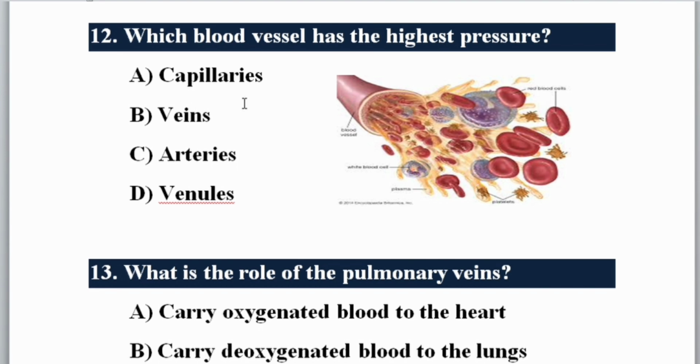Which blood vessel has the highest pressure? Alpha, capillaries? No. Beta, veins? No. Charlie, arteries? Yes. Arteries have the highest pressure.